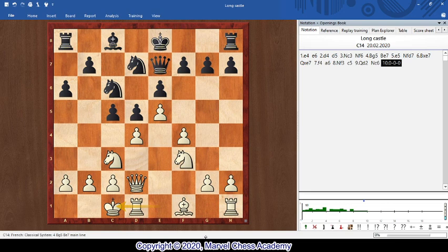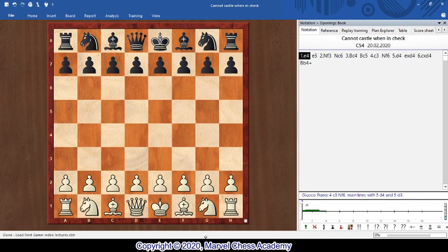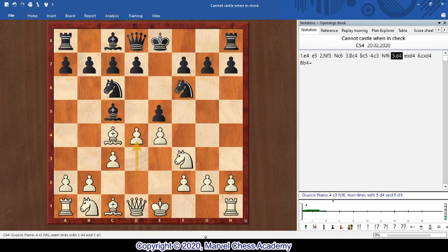There are certain positions or conditions where you are not allowed to castle. Let's see one of those conditions. One of those conditions is you cannot castle when your king is in check. Let's see this position. Here, the black bishop on b4 attacks the king on e1. The white king is in check. When the king is in check, you are not allowed to castle immediately. You have to first come out of check. So that's the first condition. You cannot castle when your king is in check.